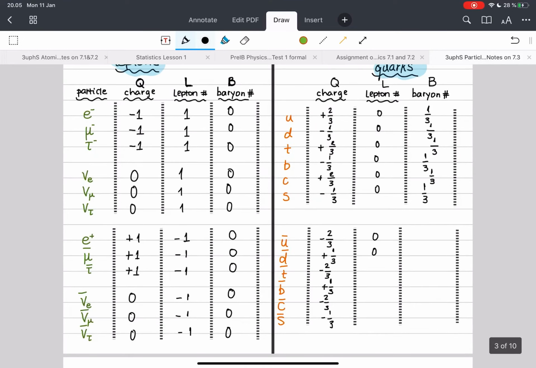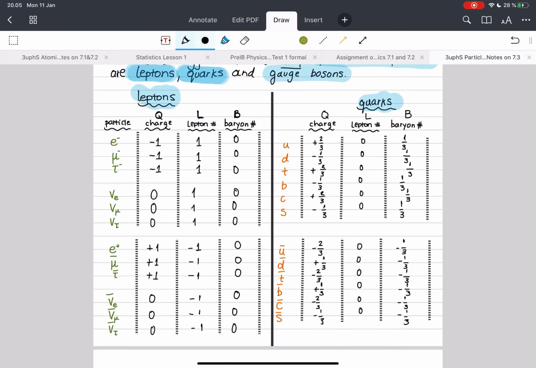Lepton number is 0. It doesn't change because those are not leptons, but they're baryons. So their baryon number is the same, but with a negative in front, because those are the antiparticles. Good. This was the family of quarks.